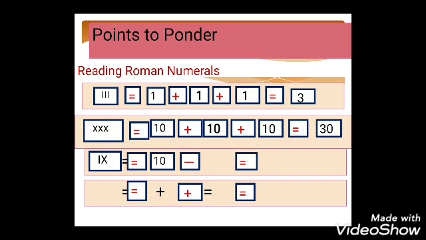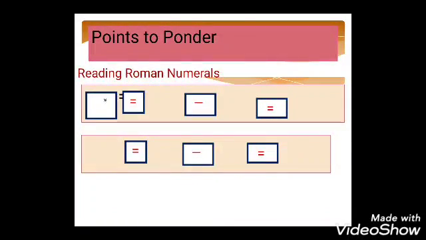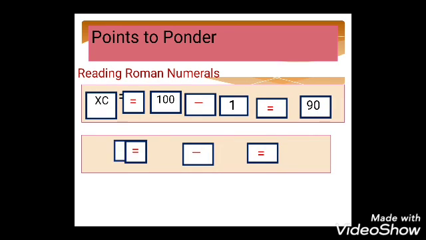This is because here, look at the I placed on the left hand side of X. So this is 10 minus 1 equals 9. Here I is placed on the right hand side, it means addition. So 10 plus 1 is equal to 11. Here X, meaning 10, is placed on the left hand side of C, meaning 100. So this is 100 minus 10, which is equal to 90. Here again, 100 plus 10 is 110.